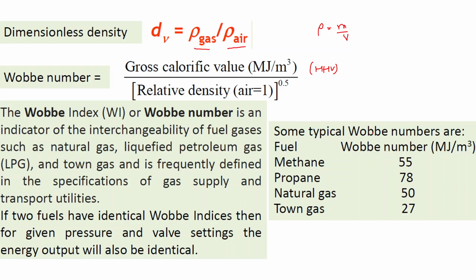Suppose we have a mixture of different gases, such as natural gas and water gas, to produce energy, and we want to replace one gas in that mixture with another gas. How can we replace it? We can replace it with another gas having almost the same Wobbe number. If another gas has a similar Wobbe number, then we can replace that gas with it. This ensures that the desired amount of energy, the desired amount of heat that we want from that mixture of gases, is unchanged.